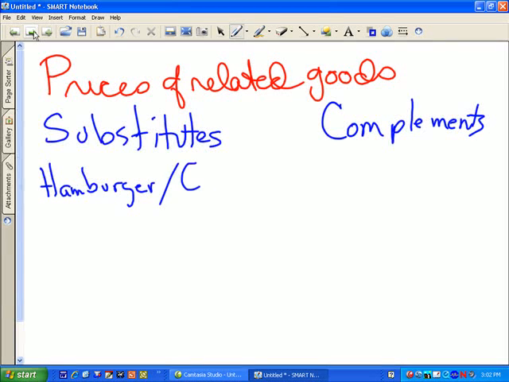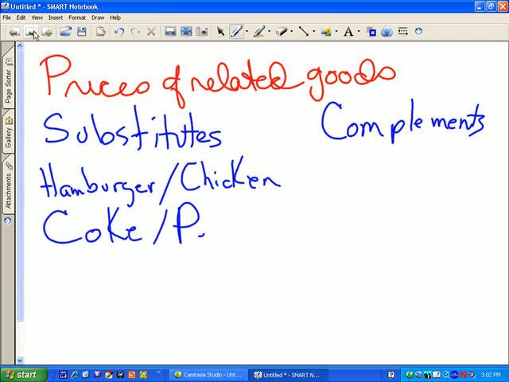I don't care which one I have for dinner tonight. They cost about the same. I'm going to have one or the other, whichever one happens to be in my refrigerator. And even more common, Coke versus Pepsi. I go down to the vending machine. I don't care what I get. Just give me a dark carbonated drink. I don't care if it's Coke or Pepsi.